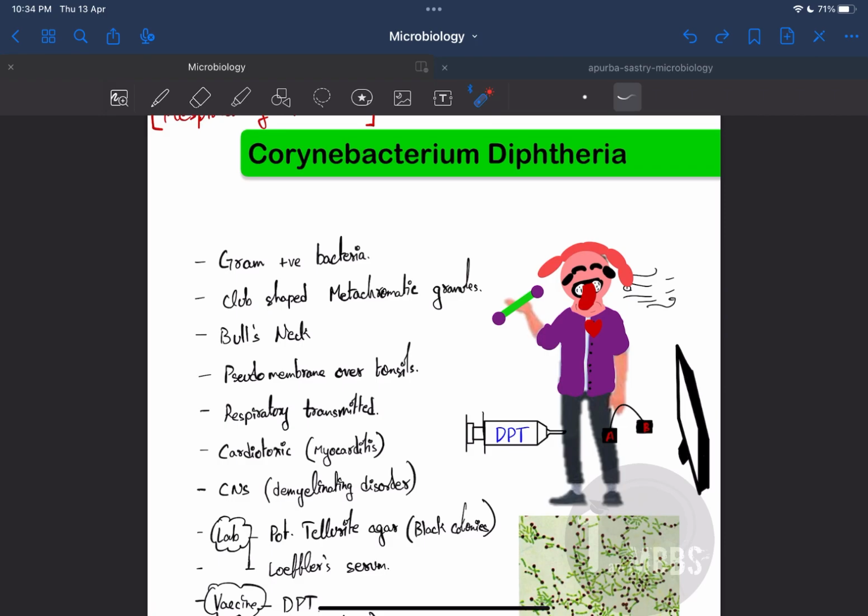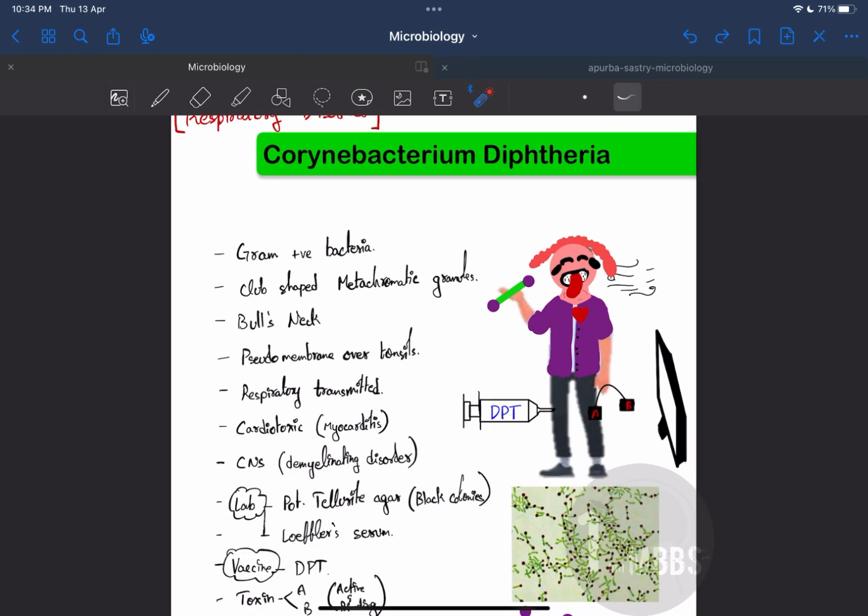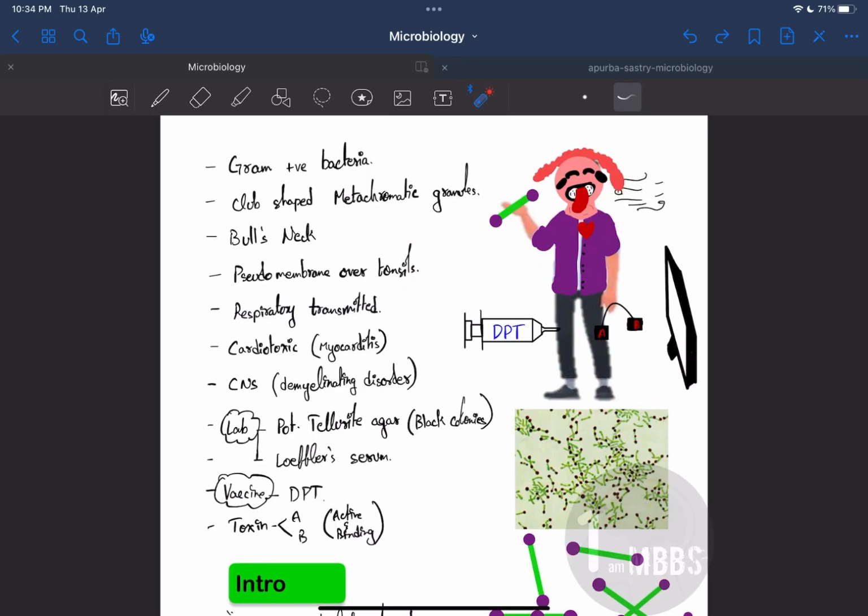First, here we can see he is wearing a purple shirt, which indicates it is a gram-positive bacteria, as we can see them as purple colored structures under the microscope on gram staining. Second, we can notice the funky colored dumbbell in his hands, which indicates the club-shaped metachromatic granules, which are characteristic of diphtheria.